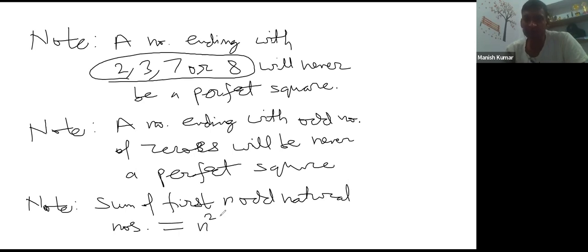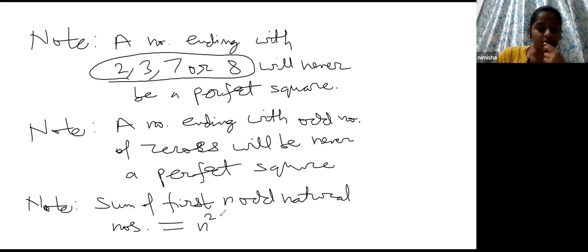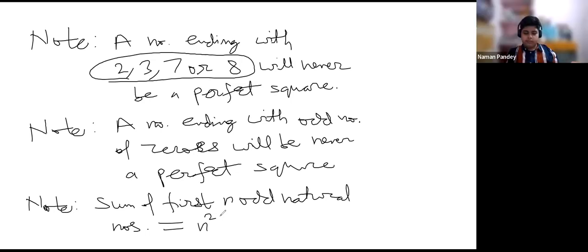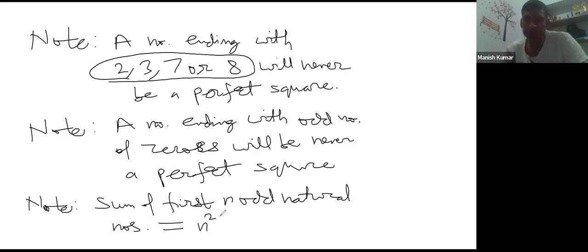What does that mean, Nimisha? The sum of the first n odd natural numbers is equal to n square means? Don't know, sir. Naman? No, sir. Samar, have you understood the meaning of this? Sum of the first n odd natural numbers. What does that mean?